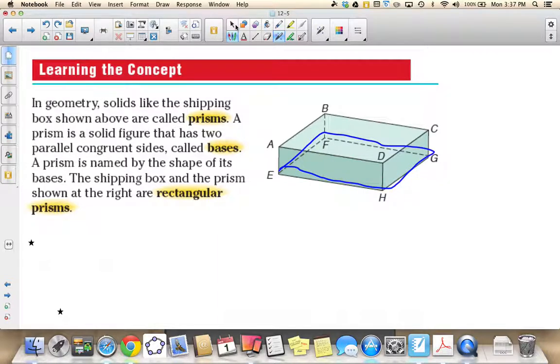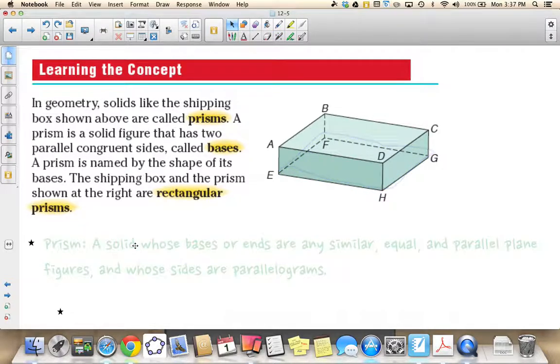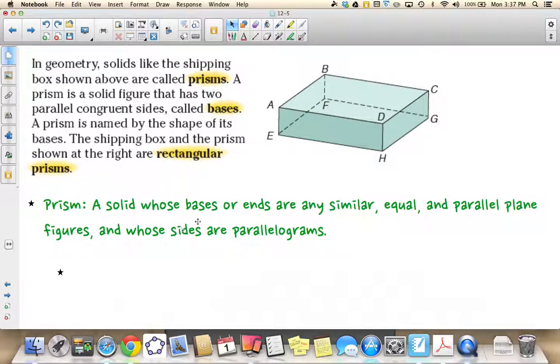A more precise definition of a prism is a solid whose bases and ends are similar, equal, and parallel plane figures and whose sides are parallelograms. If you notice, the top and the bottom are both rectangles and they're both parallel to each other. And the sides are also shaped like parallelograms. So aside from having bases which are parallel to each other and at the same time congruent, the sides of a prism are also parallelograms.